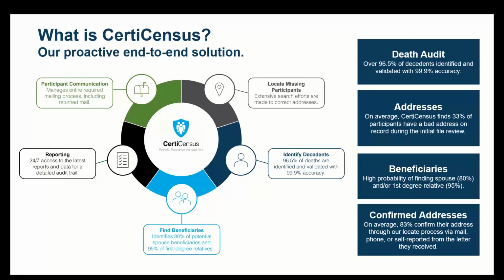And the last part of this circle graph is the participant communication. Along with all the services that CertiCensus does, the locate, the death audit, finding beneficiaries, and the reporting, that also ties into the participant communication. CertiCensus will send out an AFN, an annual funding notice, per calendar year for your CertiCensus project, where we'll manage the entire process, along with any return mail from an AFN, which mailing and tracking can be very expensive and time consuming. So this is another way that CertiCensus is going to allow your team to work more efficiently.